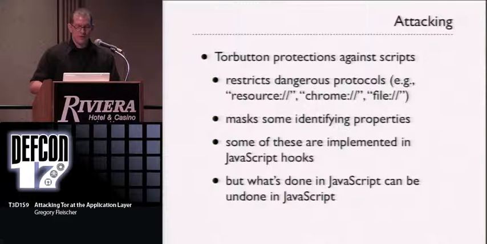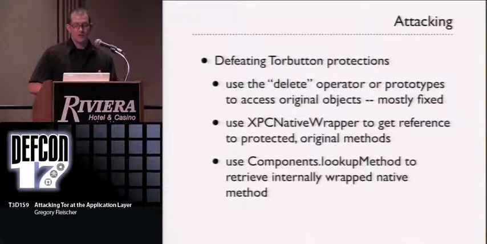So Torbutton does offer some protection against scripts. It attempts to filter out some dangerous protocols like resource, chrome, file. It masks your identifying properties. And some of these are implemented in JavaScript. It's through hooking of the browser properties, but what can be done in JavaScript can also be undone in JavaScript. So let's talk a little bit about defeating Torbutton protections. We can use the delete operator to access prototypes of the original objects. And this has been mostly addressed, and it's pretty much not a concern anymore.